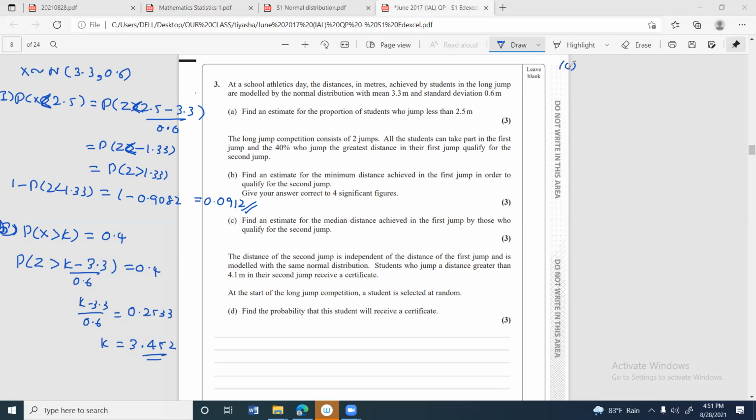Then part C. Let's go ahead with part C. Okay. Then find the estimate of the median distance achieved in the first jump by those who qualify for the second jump.